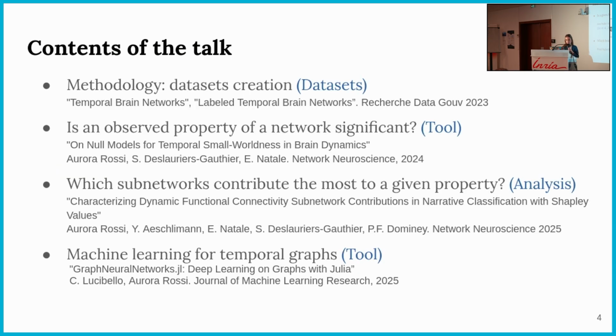And so the content of the talk today is four main topics. We will start with the methodology, so with the creation of the dataset. We will see how to create a temporal network starting from raw fMRI data. And then we will move to the second question, and we will provide a tool to assess if a property of a network is significant or not.